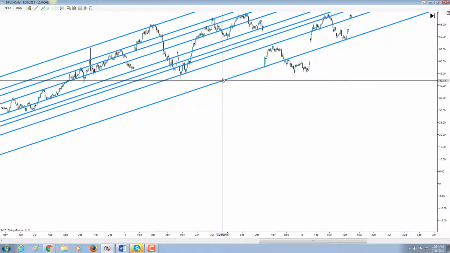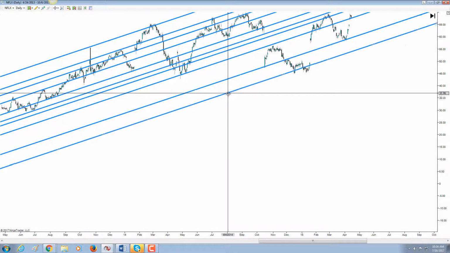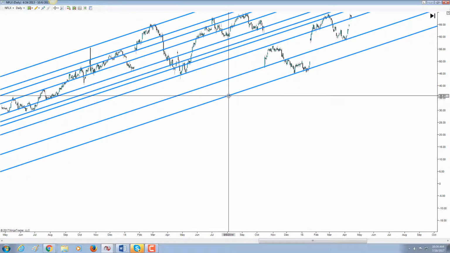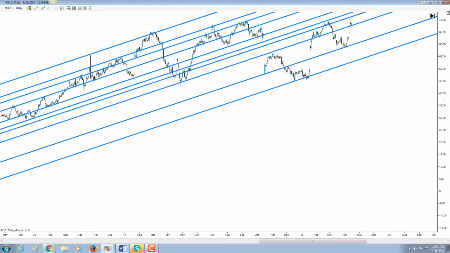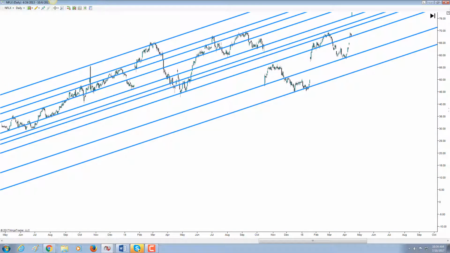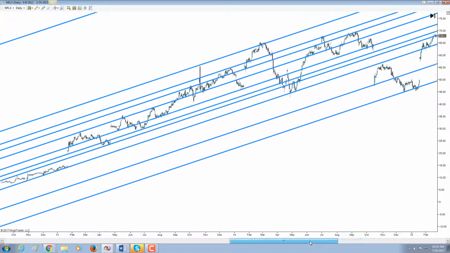And I have some techniques on how to figure out where it's going when there are no new lows and no new highs. So does that make sense so far? Okay, now I want you to see this.